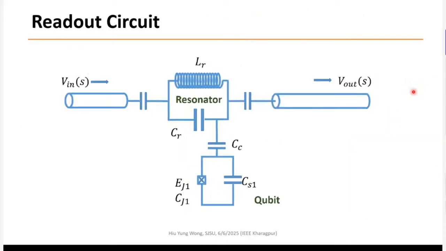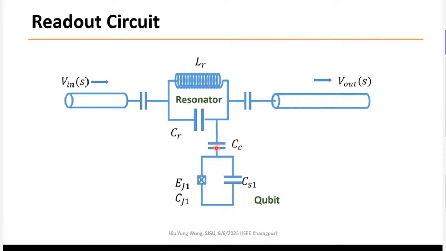How do we do the readout? How do we read out the circuit? So usually we will couple a resonator to a qubit. So how does it work? If we shoot a microwave pulse from the left, it won't go through unless your frequency is at the resonance frequency, right? So you will expect a dip or a peak at the output if your frequency is at the resonance.